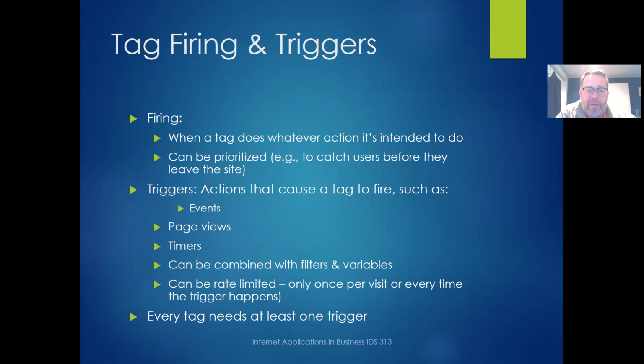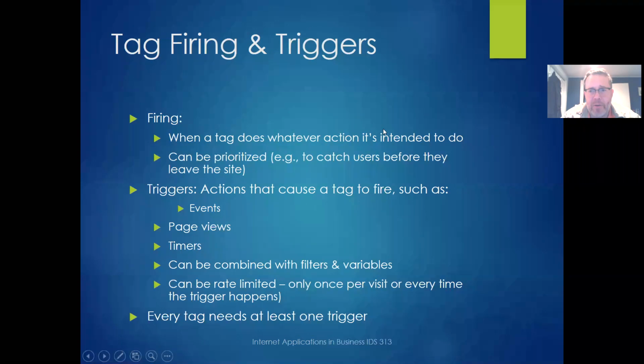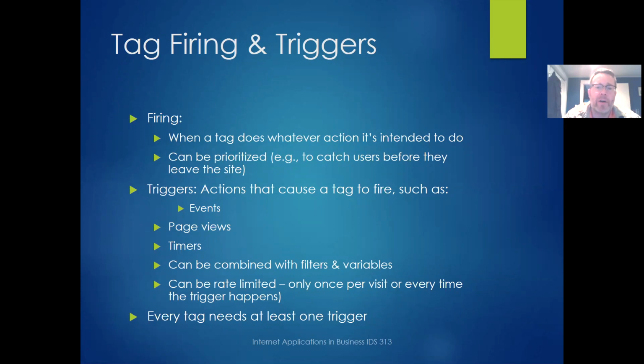And you can also do rate limiting. So for example, you could have a tag that fires only once per visit or every time the trigger happens. So for example, things like image clicks, typically you're interested in whether the click happened or not. You're not interested in the number of image clicks themselves. Within Google Tag Manager, every tag needs at least one trigger. If it doesn't have a trigger, then it doesn't have a way that it's going to fire. So in order to embed it into the system itself, you have to define a tag as saying, here's what its trigger is.